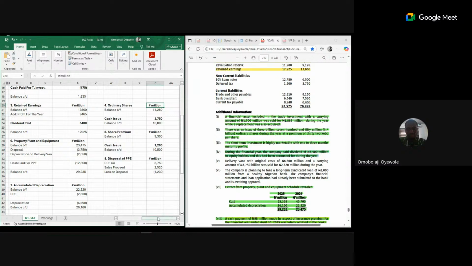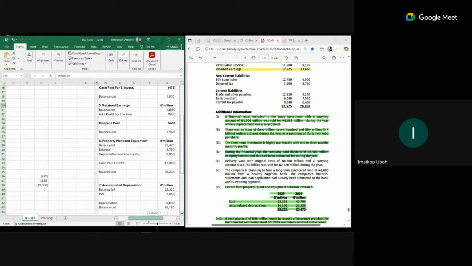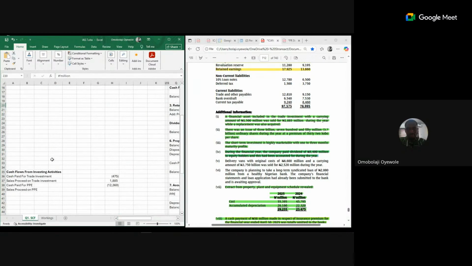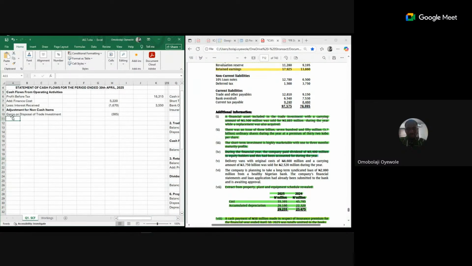Okay, so loss on disposal is how much? 1,230. So that will be an operating activity. Loss on disposal, 1,230, right?